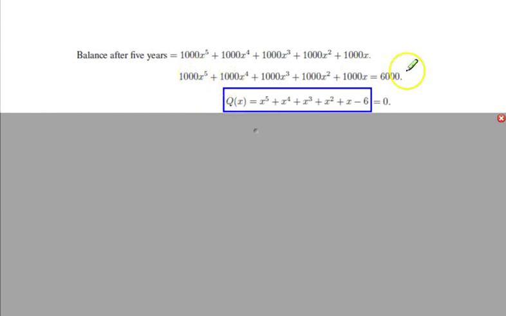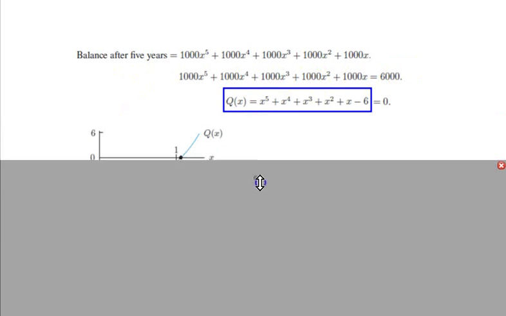We do some dividing. Now we want to set that polynomial function equal to 6,000 because that's exactly what we want the balance to be at the end of 5 years. And by doing that, we divide both sides by 1,000 and get all the terms to the left, and we end up with this expression. And we want to know when this expression is equal to 0 because that will tell us what x needs to be so that we can get $6,000 at the end of 5 years.